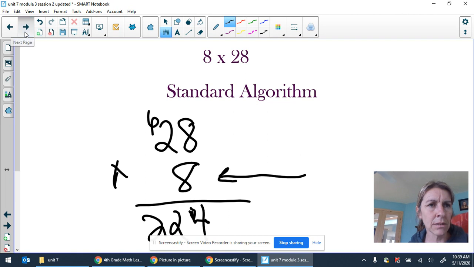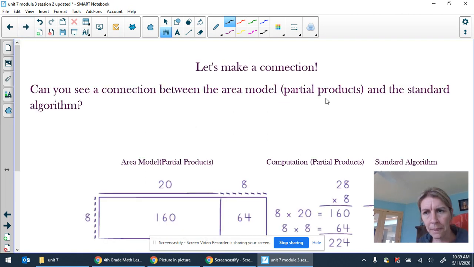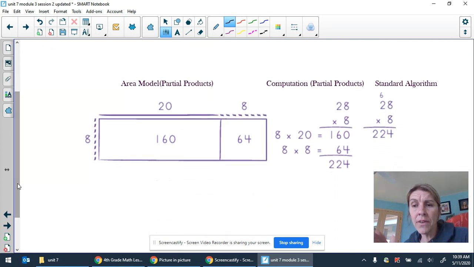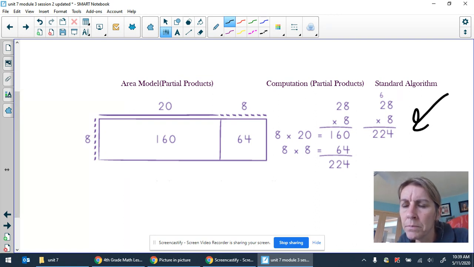So let's practice a little bit more. This is what Mrs. G was just talking about. If you can see the connection, here are all of them right in line together. Here's the standard algorithm, where you start with the ones. 8 times 8, you just write that. There's the 6 for the 64, and then you multiply the 8 times 2 and then add what's up here. So that's kind of a key thing to remember.